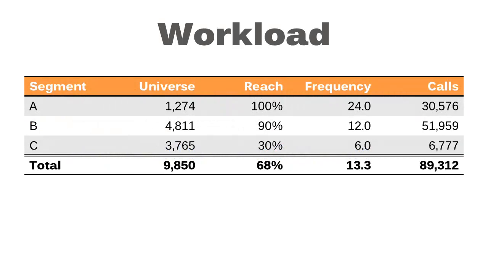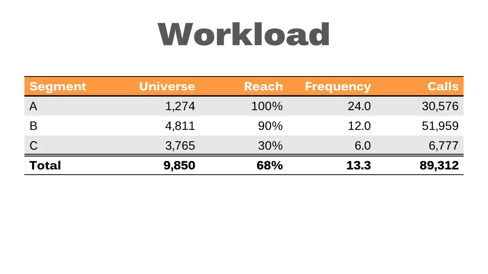Now, how do you calculate the workload? Well, typically you'd calculate the size of each segment. So here we've got A, B and C of different sizes. That's the universe. And the reach, in other words, what proportion you want to see. Obviously A's, you want to see all of them. B's, virtually all of them. And C's, well, maybe you segment those such that you only see the ones close by.